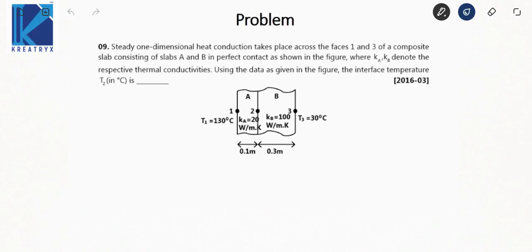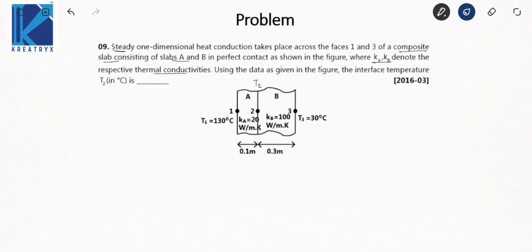The next question is steady one-dimensional heat conduction. Steady one-dimensional heat conduction takes place across the faces 1 and 3. The slab is composite. Slabs are A and B. Ka, Kb denote the respective thermal conductivities. Using this data as given in the figure, the interface temperature T2 in degrees Celsius is?